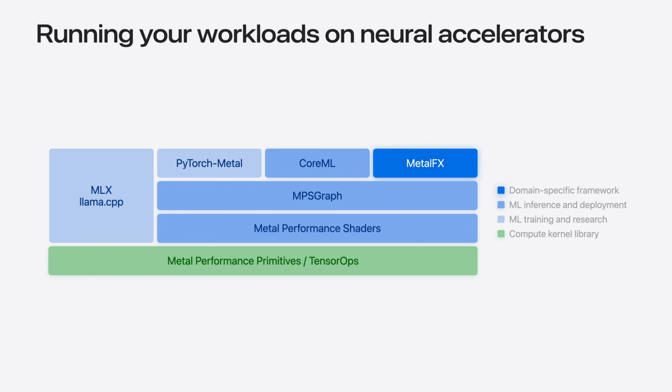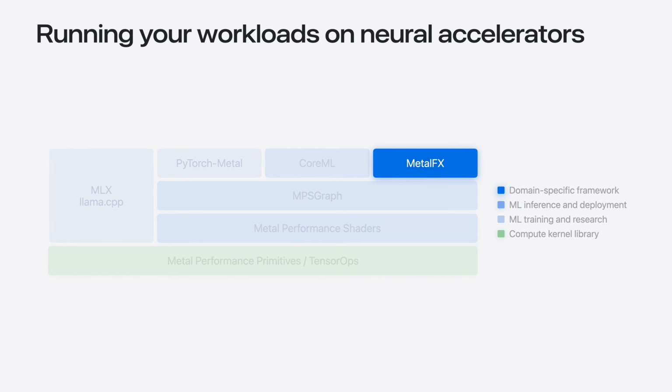So, how do you actually use neural accelerators? The good news is, if you're already running on Apple Silicon with Apple frameworks, it just works. The APIs you're using today are automatically accelerated on M5. And if you're new to the platform, you'll find a rich set of frameworks and APIs to help get you started. Here's how the stack looks. At the top, you have domain-specific frameworks like Metal Effects that use ML internally. You get the benefit of neural accelerators automatically.